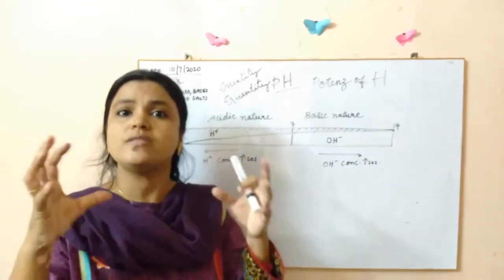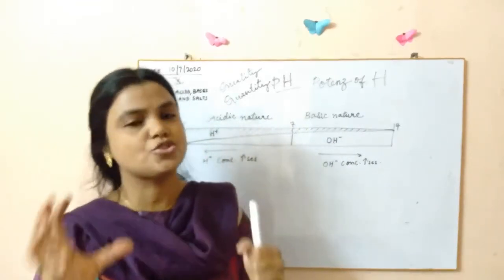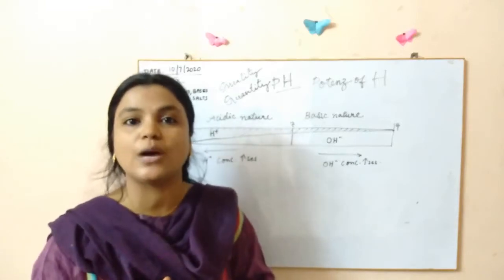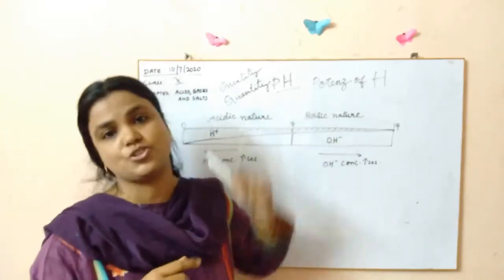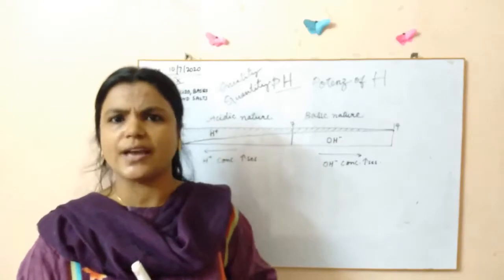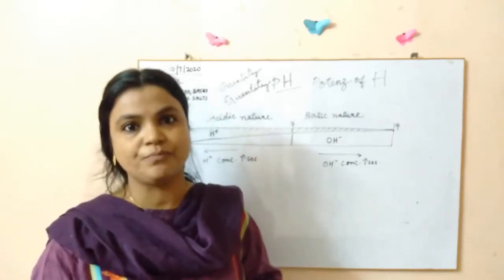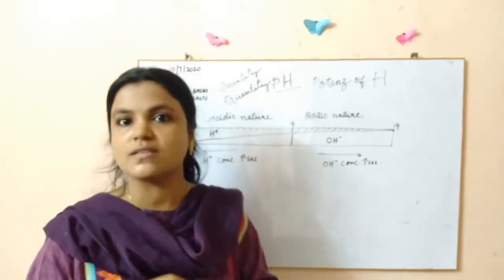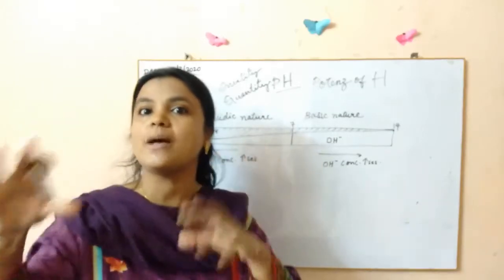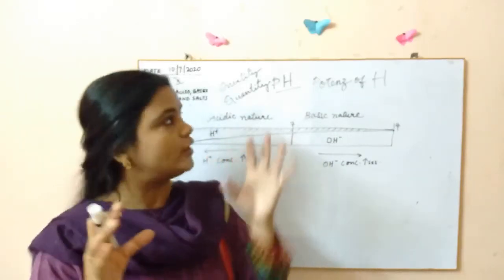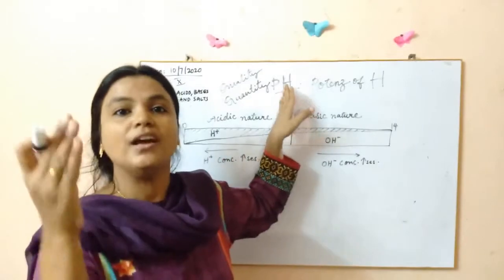That means how strong an acid or how strong a base is, we are going to find out with the help of pH. Okay. So it is acidic, I know. How strong that acid is? It is basic, we know by using some indicators. But how strong a base is? So for that we need to have one reading.